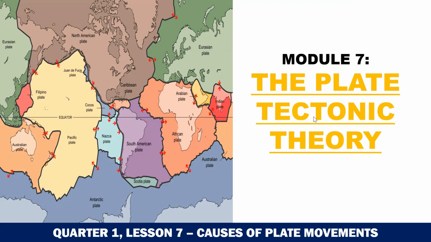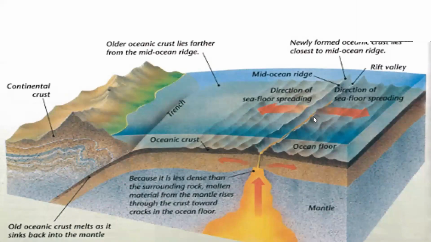So, nandiyan po yung evidences ni Wegener, pati ni Harry Hayes, na tinatawag po nating continental drift theory and yung seafloor spreading theory, respectively. But in this lesson, bakit nga ba at sa papaanong paraan nagmo-move itong tectonic plates na ito? So yan po ang pag-uusapan natin in this lesson.